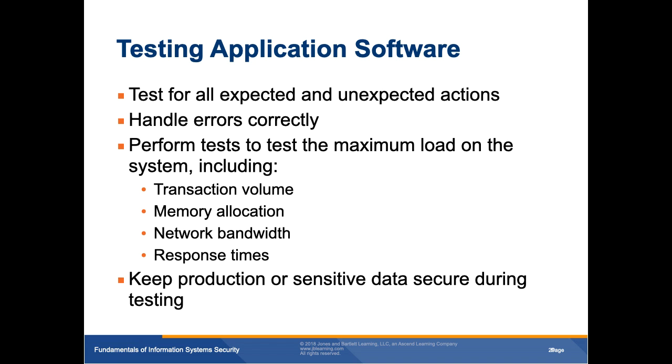So you would test for the expected volume, and then you try to find out where does it max out? When does the application fail, right? Because it may hit your desired level, but what happens if you get spikes or you get more than you expect, right? You need to know where your application will fail, if possible, and so you're looking at transaction volume, memory usage, network usage, and then response times. What's an acceptable response time?